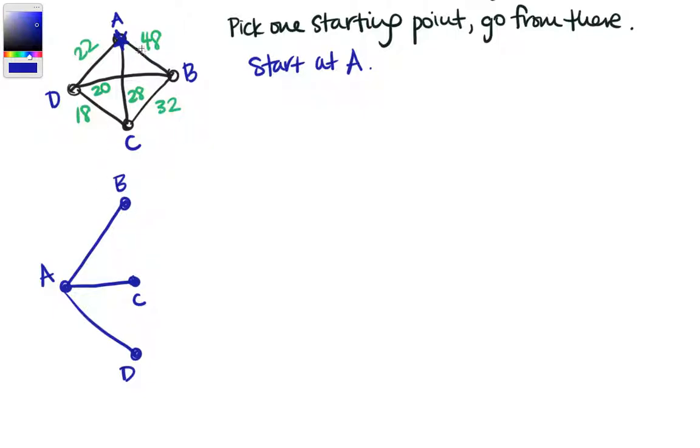And we can go ahead and list those weights. So from A to B, that weight is 48. A to C, that weight is 28. And from A to D, that weight is 22.